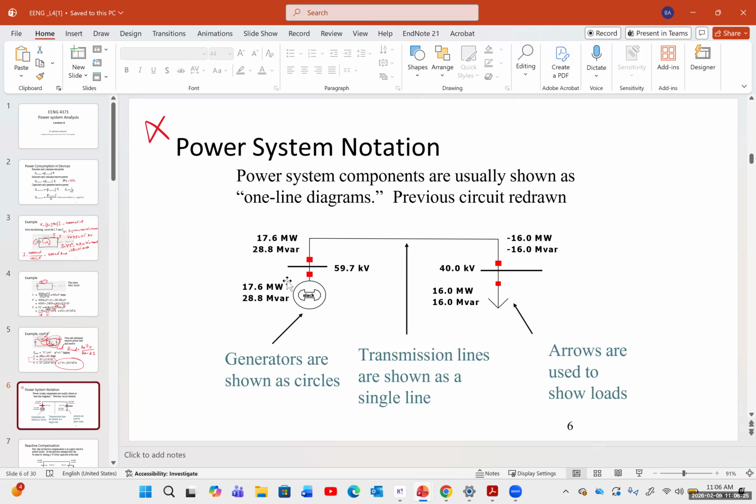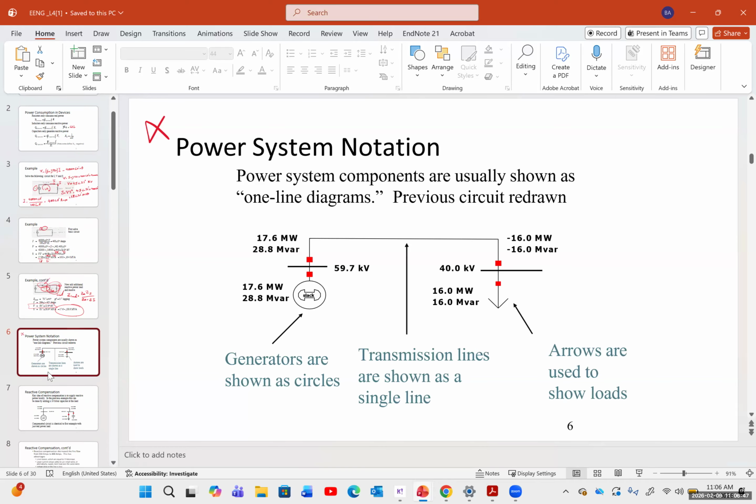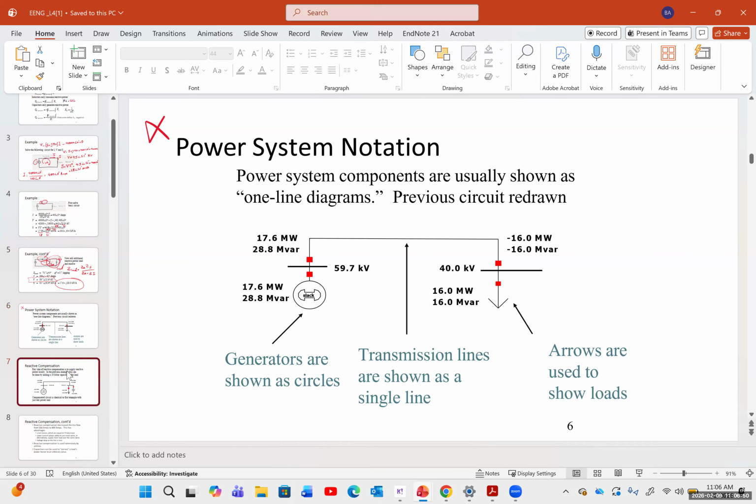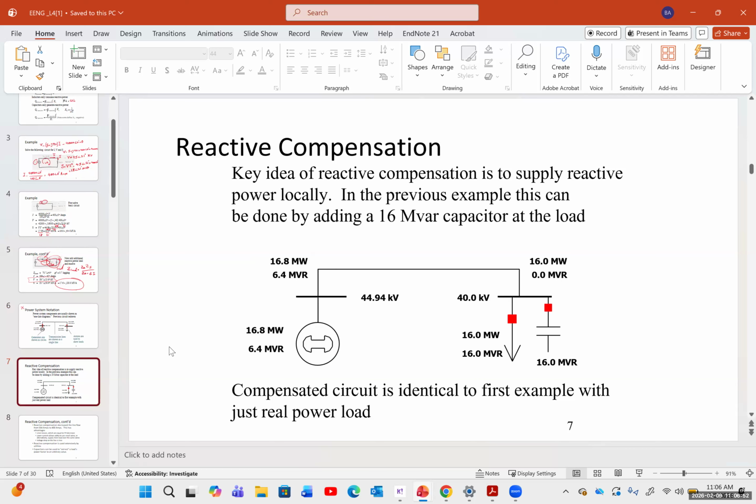Our generation was 28.8 megavolt amp reactive. Real power production was 17.6 megawatts, and the load was 16 megawatts and 16 megavolt amp reactive. Therefore, the difference between these two is the power that is wasted in the system and the reactive power that we have. That's the reason we use reactive compensation.